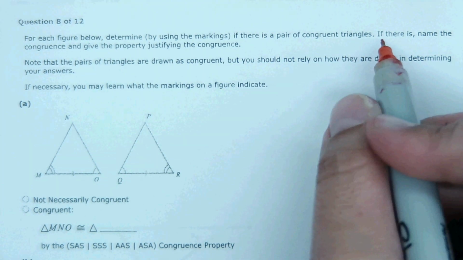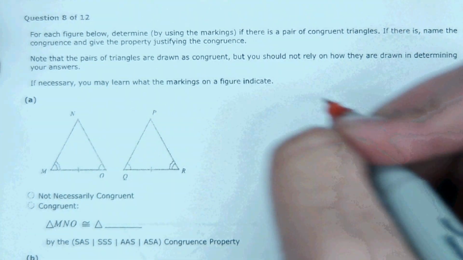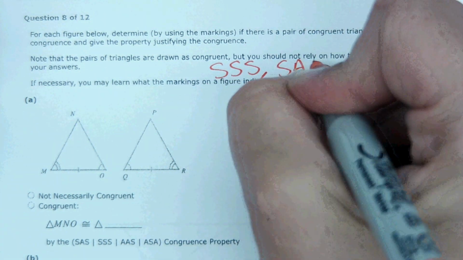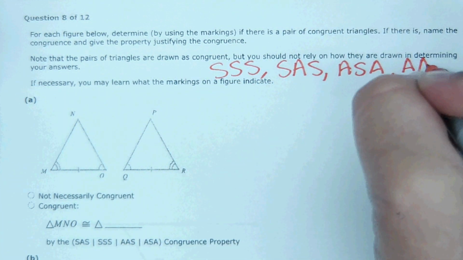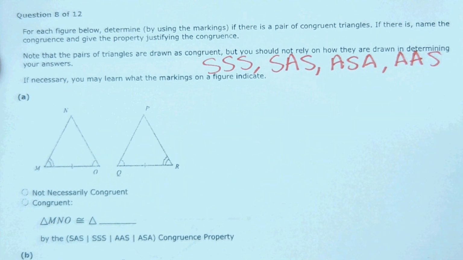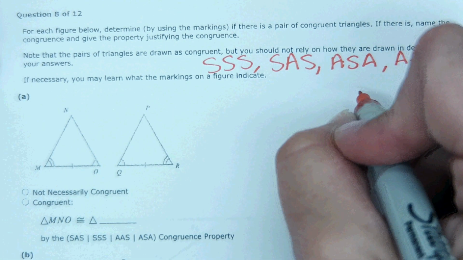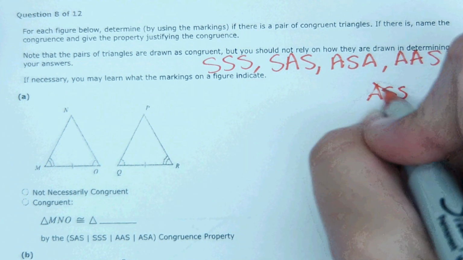Okay, next one. Next page. Or on top of it. Question 8. This has to do with the side, angle, stuff. Probably saw this on Alex. So it says, for each figure below, determine by using the markings if there is a pair of congruent triangles. If there is, name the congruence and give the property justifying congruence. So what we're looking for is either side, angle, side, angle, or angle, side. And remember that ASS isn't one for these.